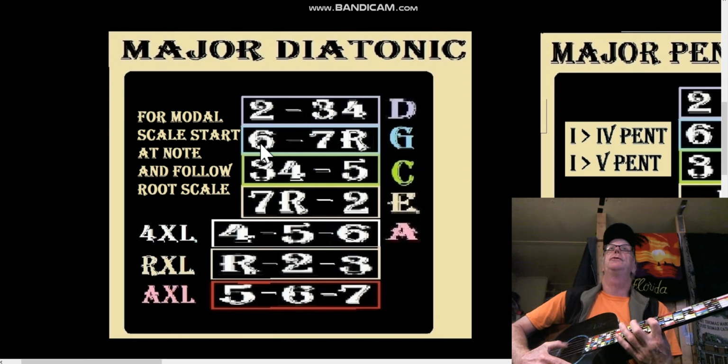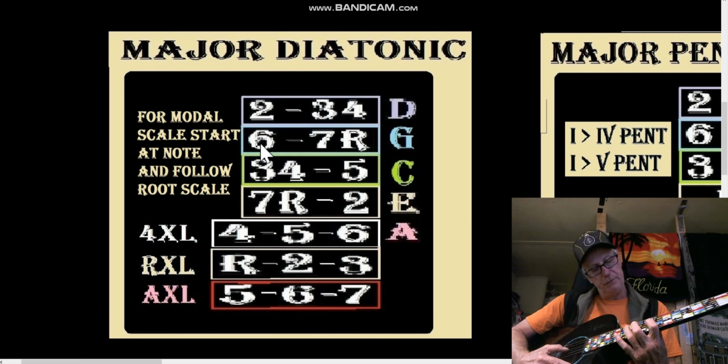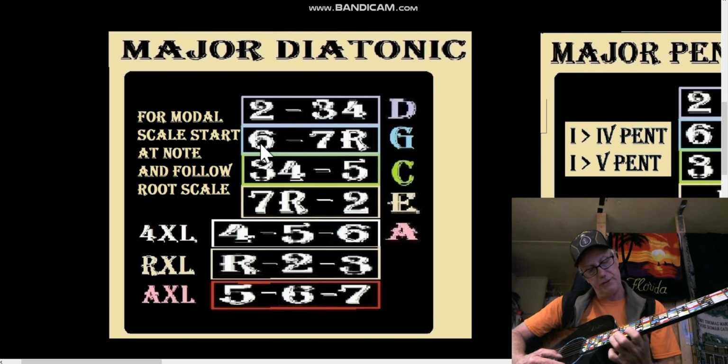6, 7, root 2, 3, 4. Then we can go into 5, 6, 7, root 2, 3, 4, 5, 6.